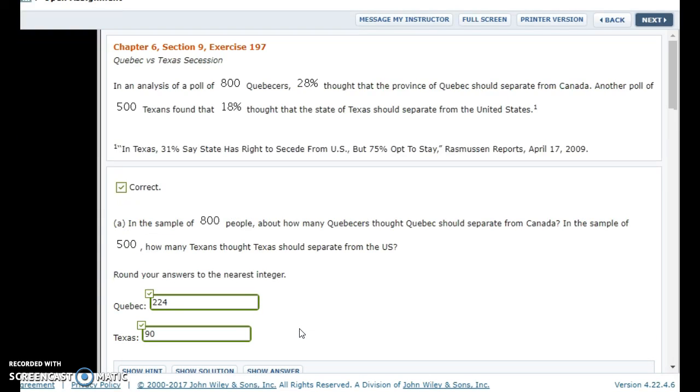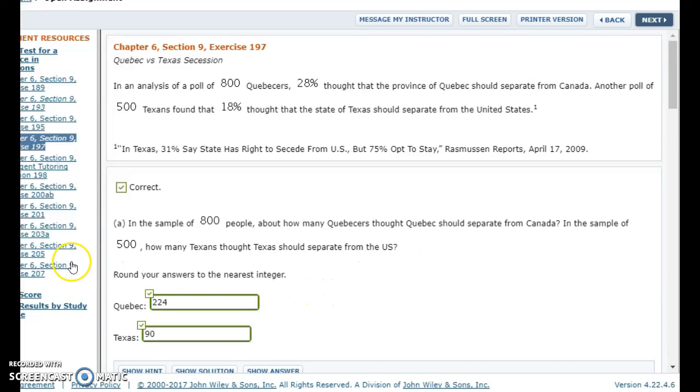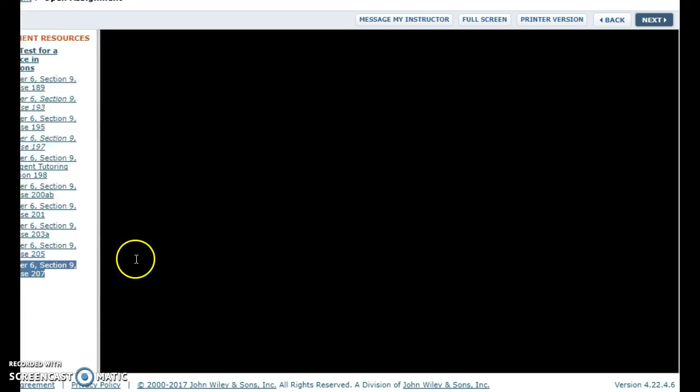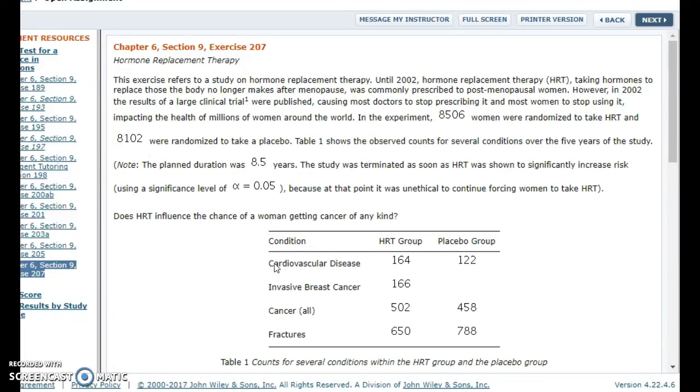Okay. So there's one problem. Let me do one more. I'm coming down to your last homework problem. In this case, we actually have numbers, but that's okay. Hormone replacement therapy. So is this good? Bad? Do we want to be in the placebo group? Do you get cardiovascular disease, breast cancer, cancer, fractures? Okay, does it really help?